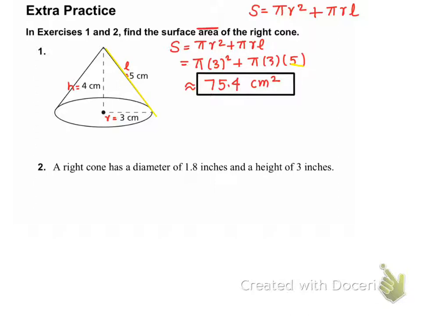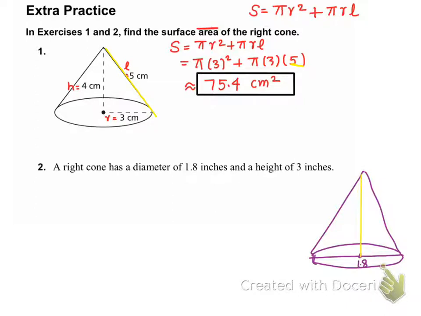So for the first problem they gave you a picture, for the second problem they gave you a description. Whenever that happens, I suggest you draw a picture so that it's convenient for you. So if I draw it here, they're talking about a right circular cone. That's a right circular cone, and it has a diameter. They tell you the diameter is 1.8, and the height is 3 inches. So this height is 3 inches.